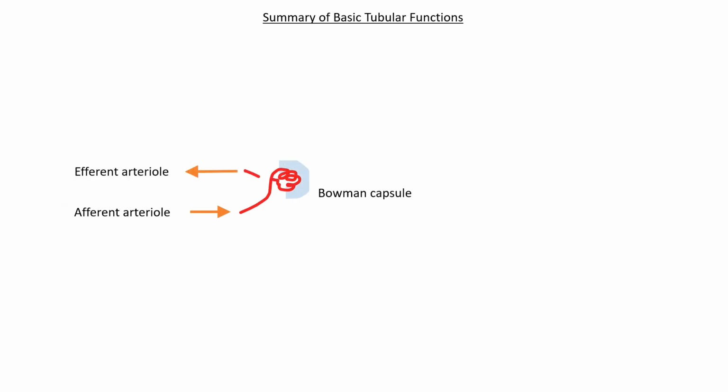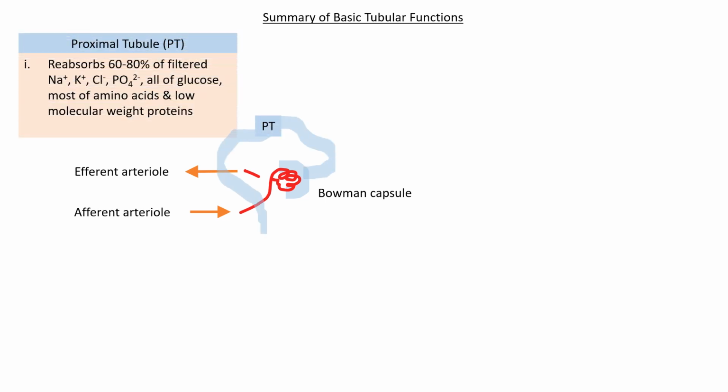Let's summarize basic tubular functions. We start with the glomerular capillary, filtering plasma into the Bowman capsule. The filtrate then drains into the proximal tubule. The proximal tubule reabsorbs 60 to 80% of filtered sodium, potassium, chloride, phosphate, all of glucose, and most of amino acids and low molecular weight proteins. The proximal tubule also reabsorbs 80 to 85% of all filtered bicarbonate.